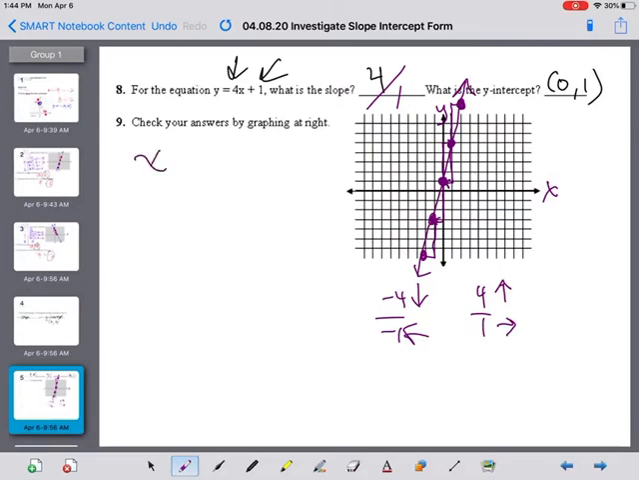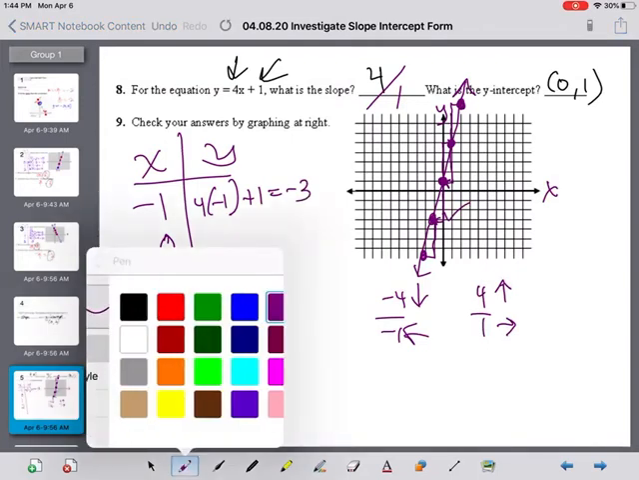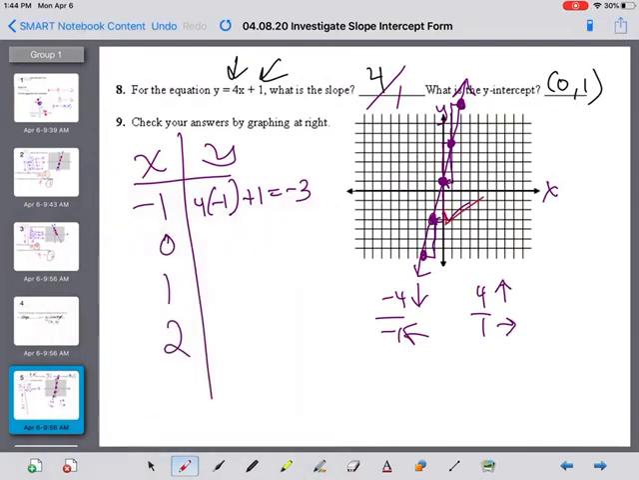And now let's check our answers with a table of values. So x, y, we'll do our same bunch of numbers. So we have 4 times negative 1 is negative 4. Negative 4 plus 1 is negative 3. Does that work? Yep. Here, I'll change the color. Okay, that point was there.